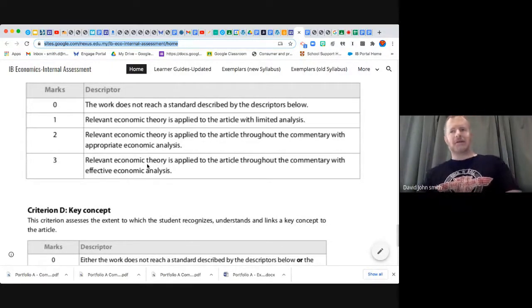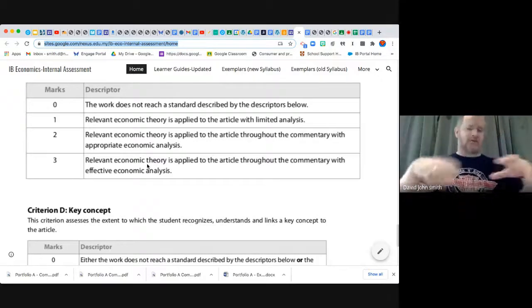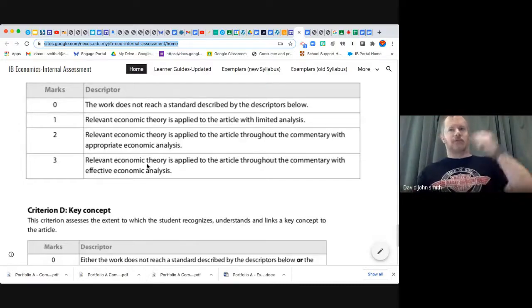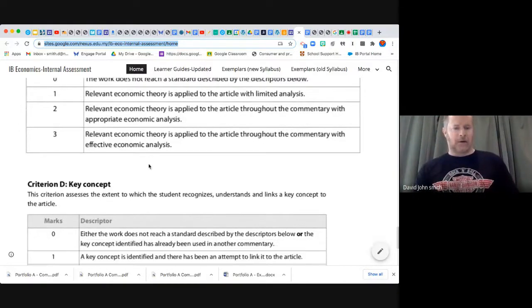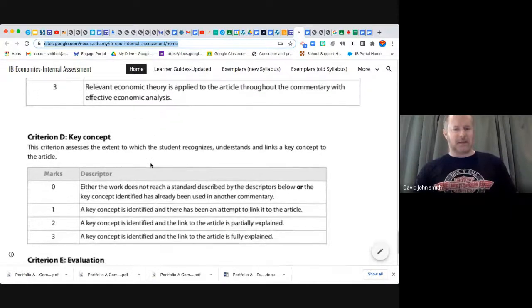It can't be a case of, here's a diagram I saw in the textbook, I'm going to put it in and explain that. It's going to be, here's the model I'm using with the titles and the labels relating to the article, and my explanation refers back to the article and things that are happening in it. And hopefully you'll be able to see that in the exemplars.